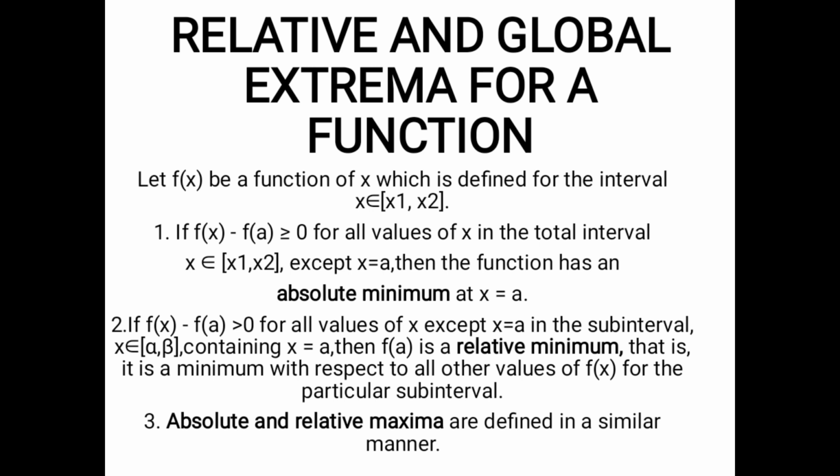2. If f of x minus f of a is greater than 0 for all values of x except x equals a in the subinterval x in the closed interval alpha, beta, containing a, then f of a is a relative minimum. That is, it is a minimum with respect to all other values of f of x for the particular subinterval. 3. Absolute and relative maxima are defined in a similar manner.